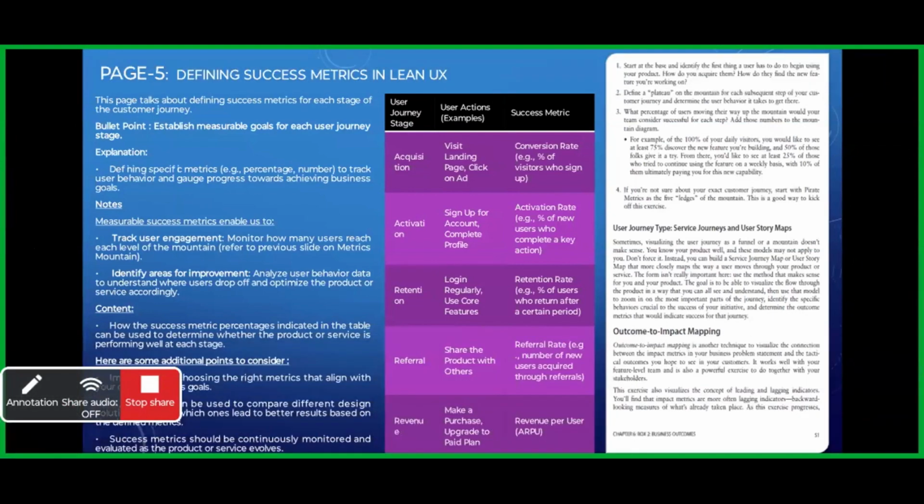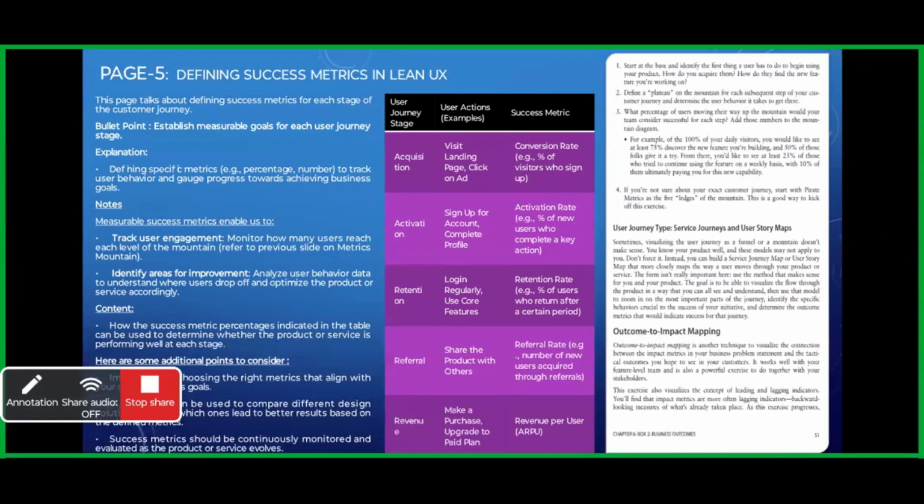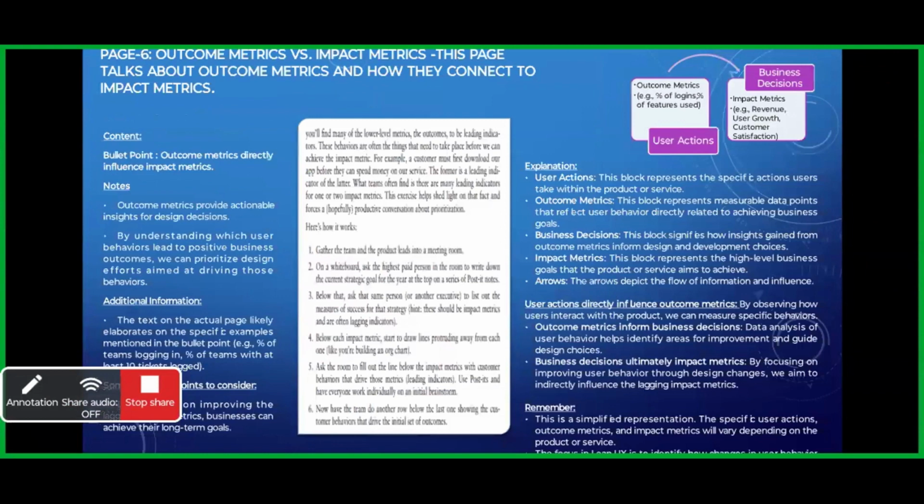This is the third page of chapter number 6. And next up is output metrics versus impact metrics. In this, what it is basically saying is about outcome metrics.